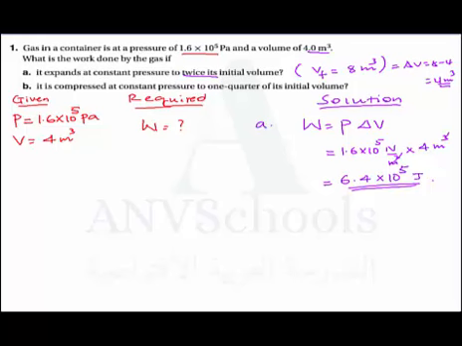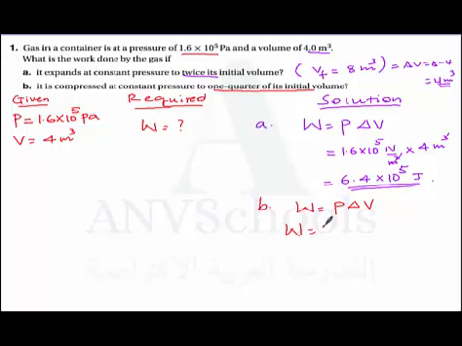Second one, let's solve B. B is the same thing, but if it's compressed at a constant pressure to 1/4 of its initial volume. Same way, work done is pressure multiplied by change in volume. In the first case we got a positive work done. This means the gas is doing work on the piston, on the container. So positive work done means work is done by the gas. But in this case, let's see.